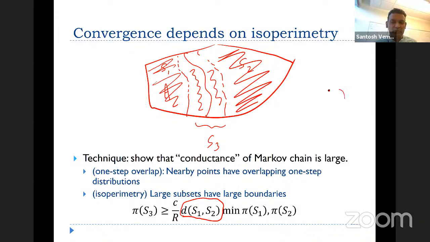Now, a set for which this would not be true would be something shaped like this, right? Where you need a very little small cut to separate these two. And the whole point is that convex bodies or log concave densities, which I haven't defined yet, cannot have this kind of shape.